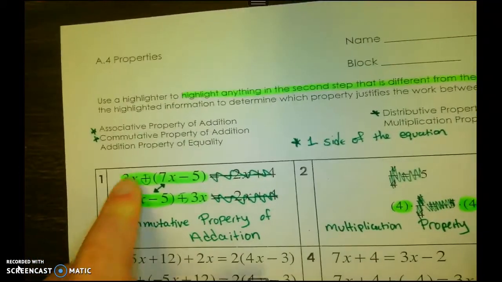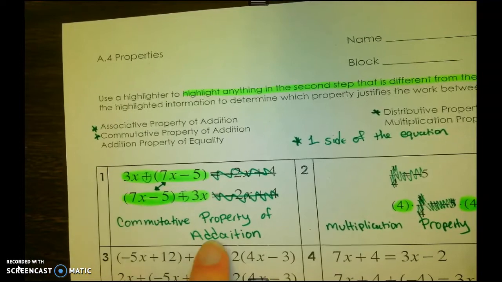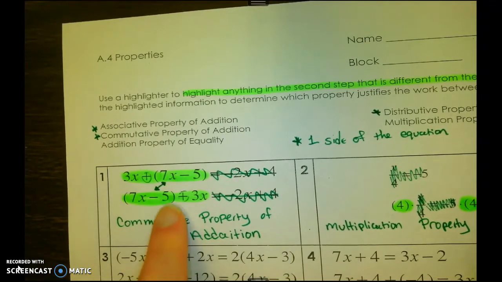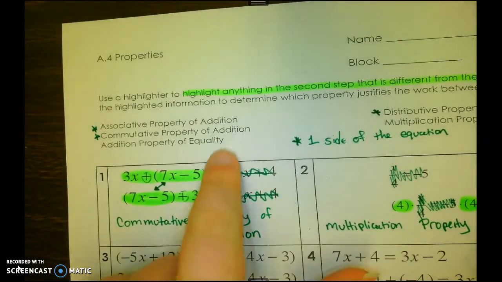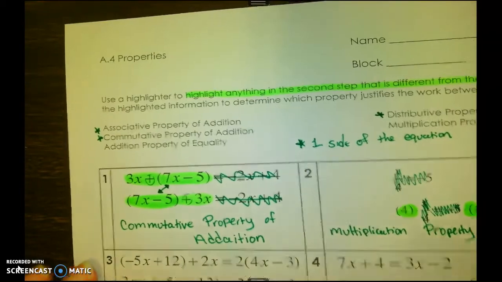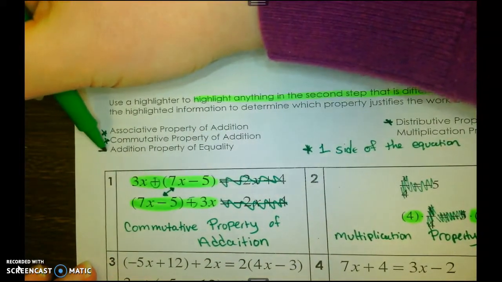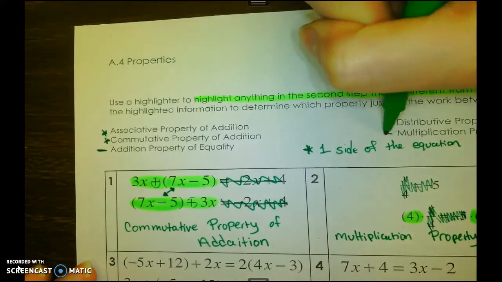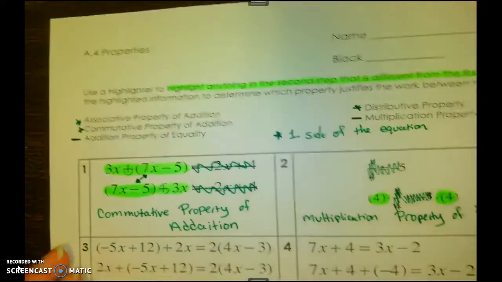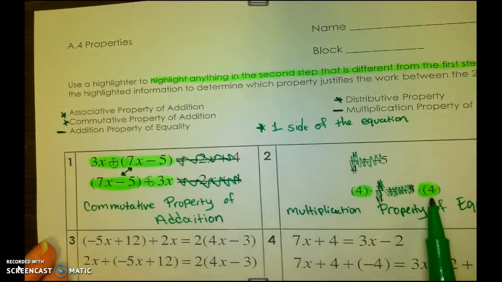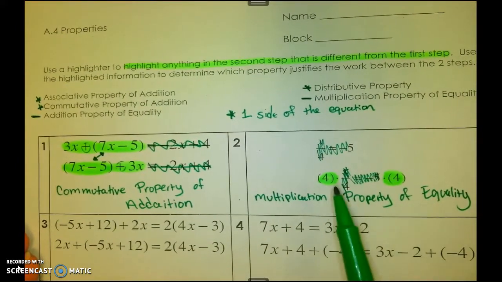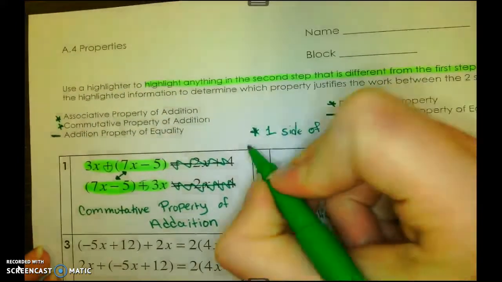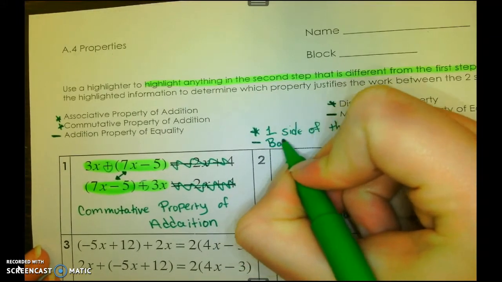Okay, if we look over here, we talked about the commutative property. That only happened to one side of the equation. We crossed out the entire other side of the equation. The addition property of equality and the multiplication property of equality, those are happening on both sides of the equation, just like number 2. The multiplication property happened to both sides. So this happens to both sides of the equation.